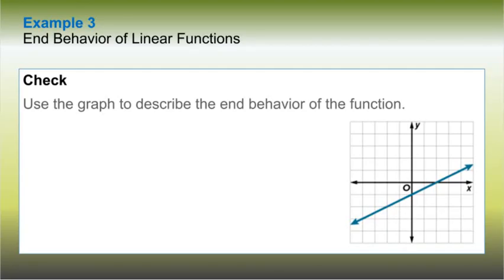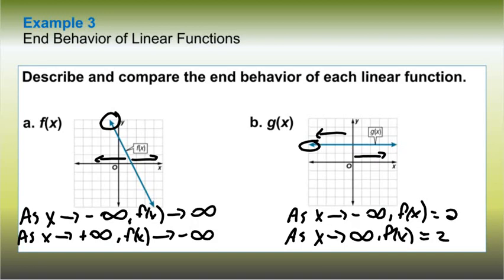Next, use the graph to describe the end behavior of the function. Let me go back to that previous one here. We've got to compare the end behavior of each function. F of x is not bound, which means there aren't any boundaries. It continues to go to infinity. But for g of x, there is a boundary. There are restrictions. It only equals positive 2. So that would be the difference between the two functions at the end behavior.